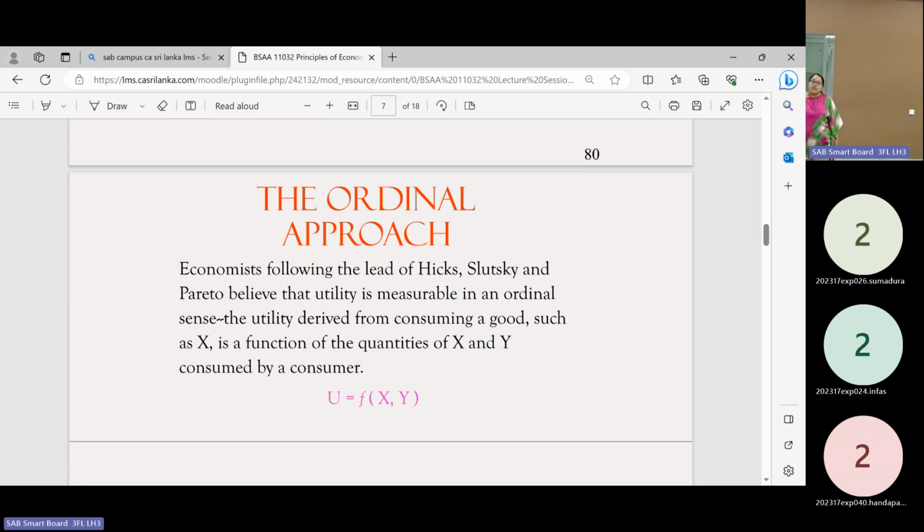Now, under the ordinal utility approach, there were economists such as Hicks, Slutsky, and Pareto. Again, you don't have to know them. If you are going for a master's in economics, maybe you will have to know. They were on the other side, and they believed that you can't measure utility. It's not possible. You can only order or rank them. And therefore, they said utility is a function of the X and Y consumed by them, so the goods that they consume. But the functional form, we are not going to quantify at all.